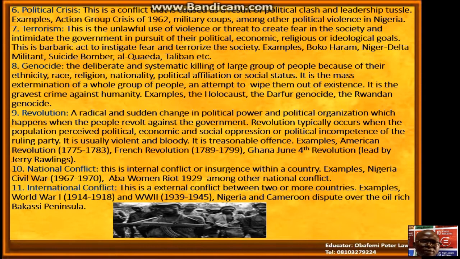And this terrorism is the unlawful use of violence or threat to create fear in the society and intimidate the government in pursuit of political, economic, and religious or ideological goals. And it is a barbaric act to instigate fear and terrorize the society.